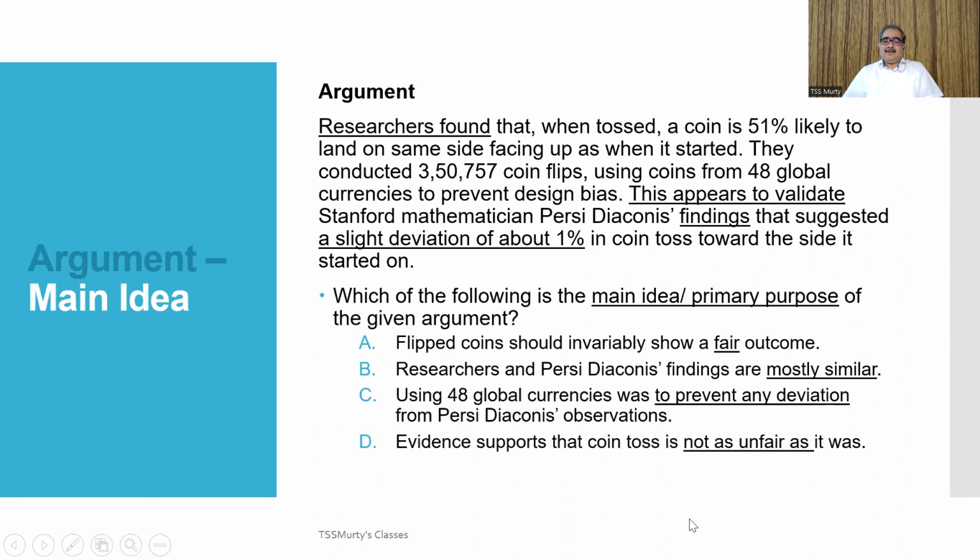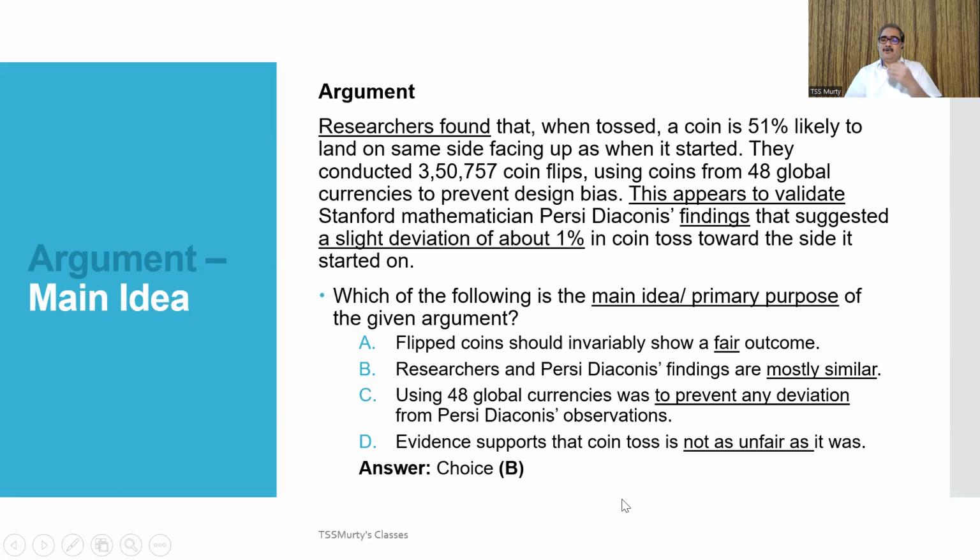Choice D. Evidence supports that coin toss is not as unfair as it was. Means earlier also it was unfair, and hence, it's not as unfair as it was. Means now it is less unfair. This is not the point of discussion at all in the argument. So there is some kind of deviation, as it says, and hence choice D goes against it. We go with choice B as the answer.